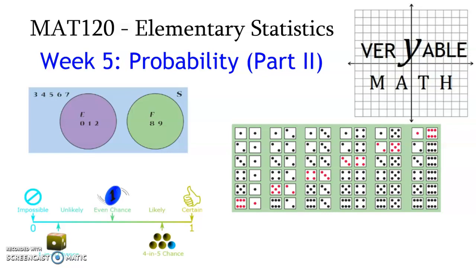Hello students, this is the second part in a two-part video series about probability. We're doing the elementary statistics week 5 curriculum here. We're going to be talking about Venn diagrams like these, sample spaces written out like these, a spectrum of possibilities or probabilities like these. Let's get into it.